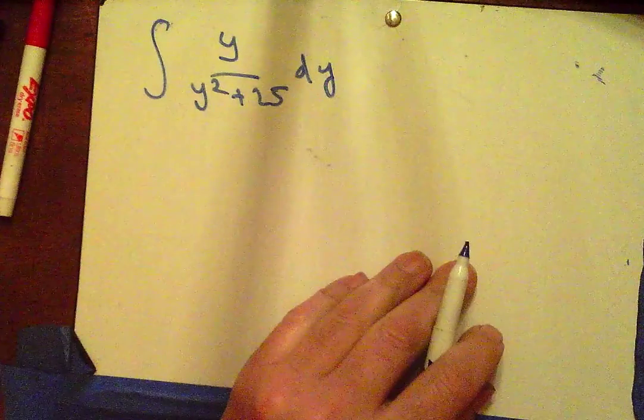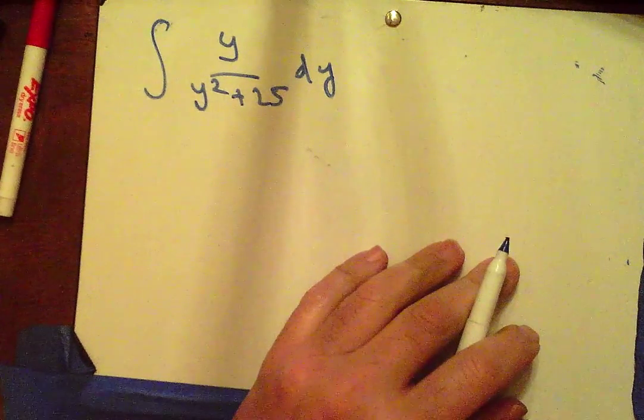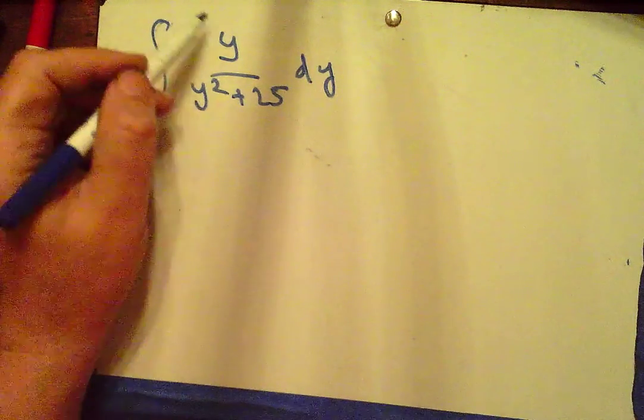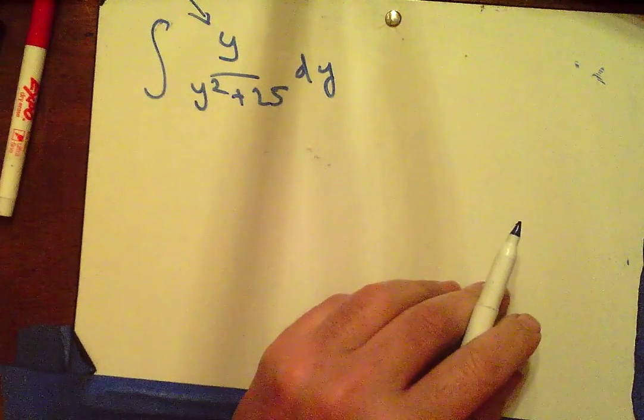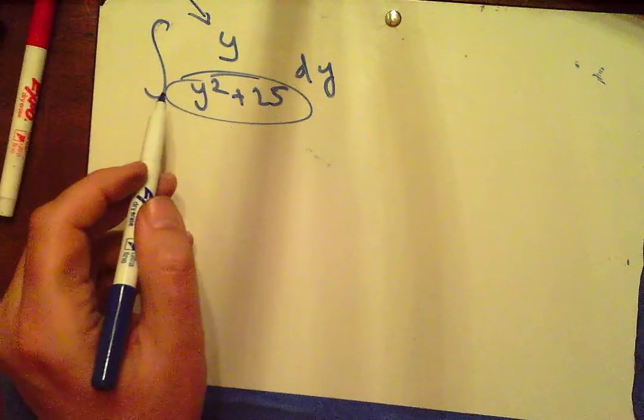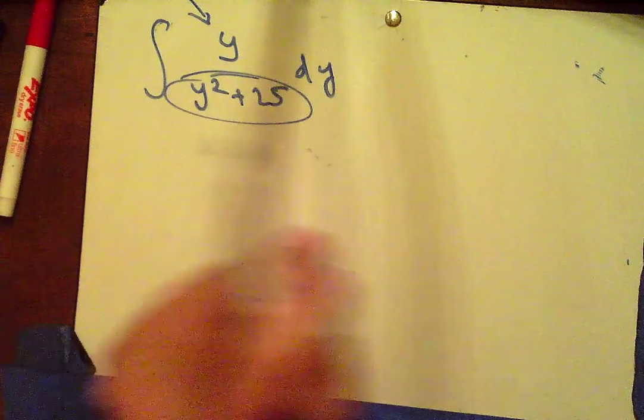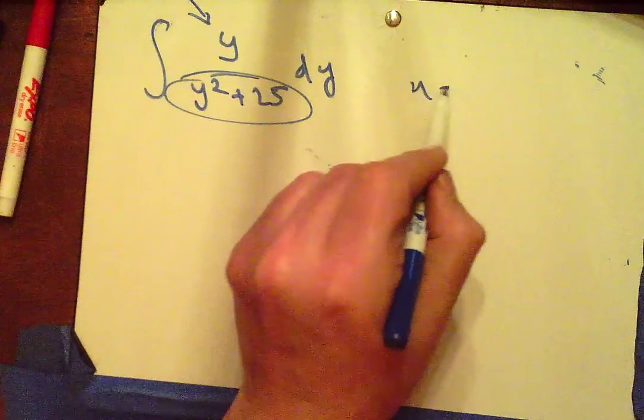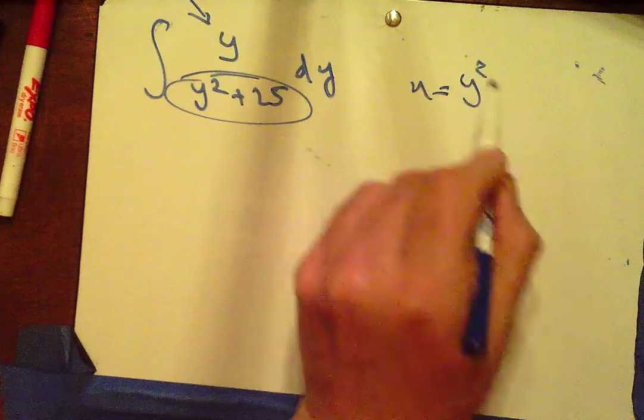Okay, so what do we do here? Is this inverse tangent? No, it's not inverse tangent. Not with that on top. This is a u sub. Look at my u. The derivative of this, 2y dy. Oh, I've got y dy. So u is going to be my denominator.